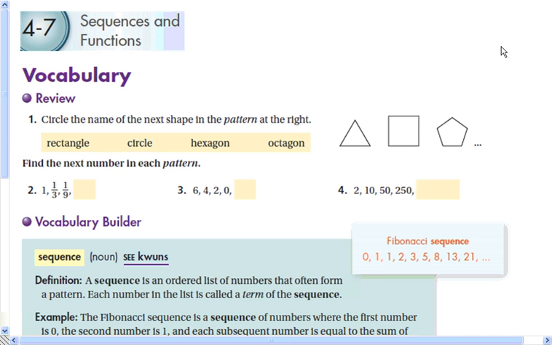Hey class, this is lesson 4.7, sequences and functions. You will learn to identify and extend patterns in sequences and to represent arithmetic sequences using function notation. All right, you can go ahead and pause now and check back for the answers.